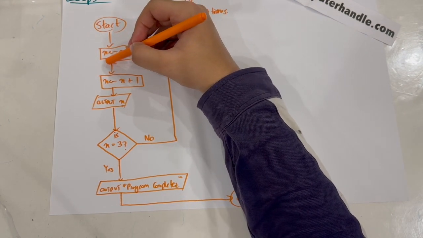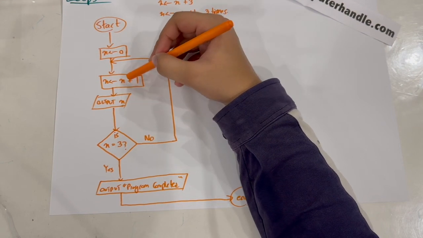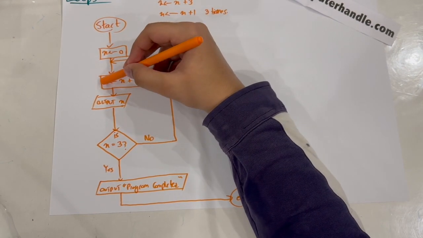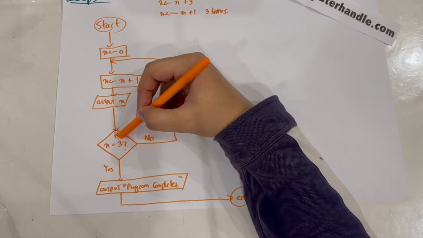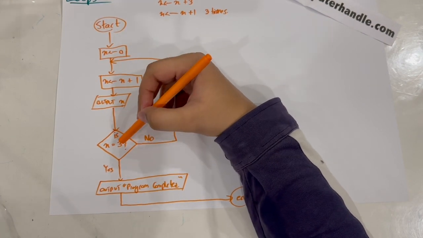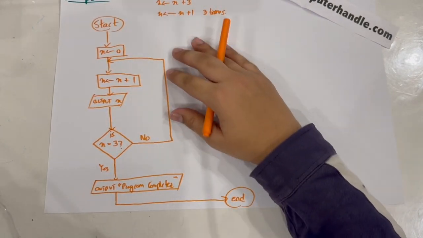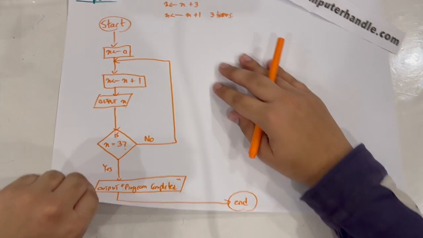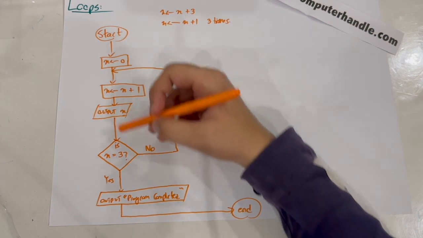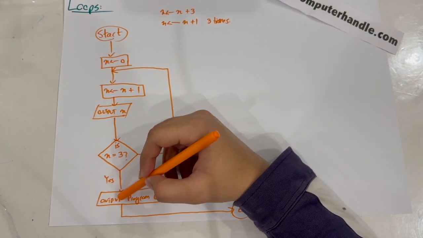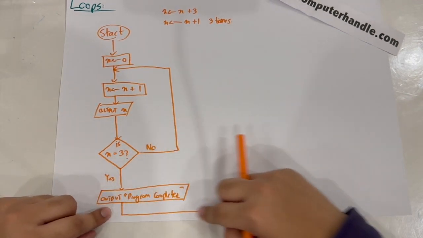Now the current value of x is 1, which is going to add up to get the new value of x, which will be 2. Then it's going to output 2. Is x equal to 3? No, it's not, so it's going to repeat again. This time the old value of x will be 2, and it will be incremented by 1 to get the value of 3. Is x equal to 3? Yes. So this time it will take this path instead, output program completed, and end.